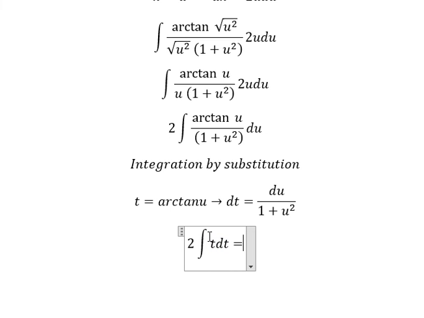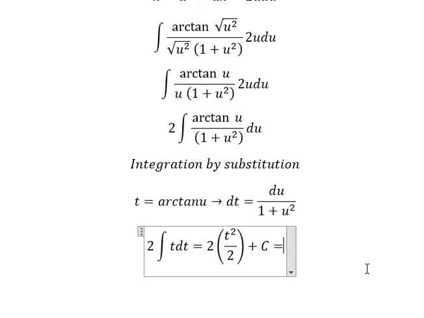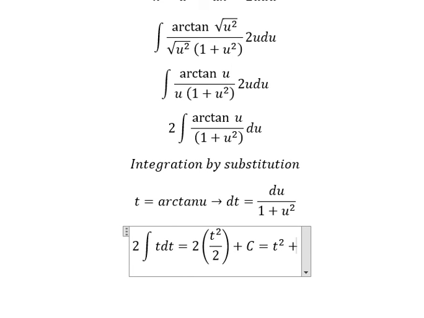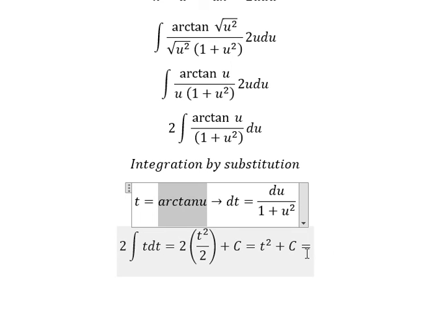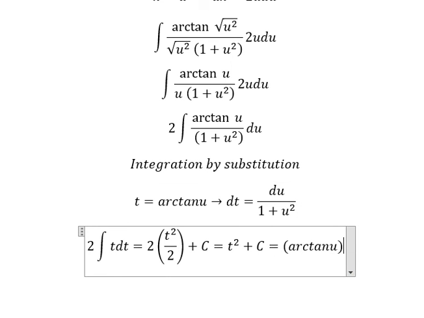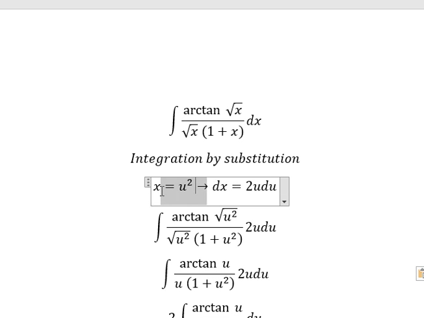The integration of t, we have t square over 2, and then we put c. Number 2, we simplify. About t, that is arctan of u. About u, that is this one.